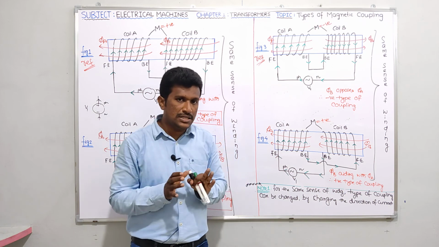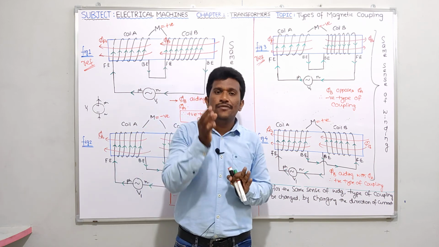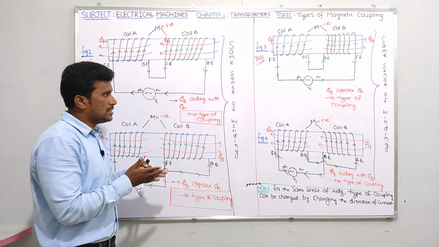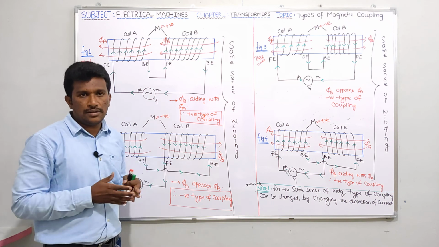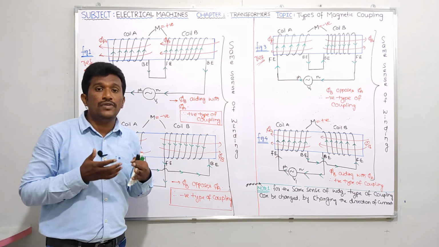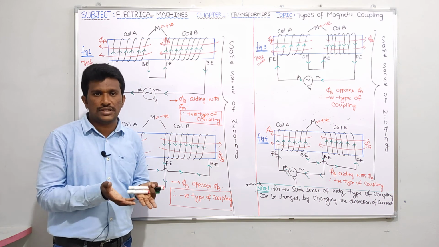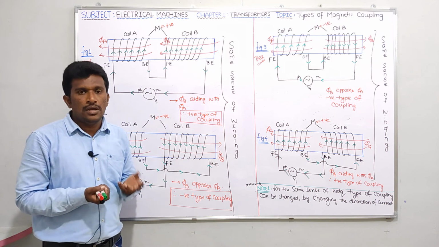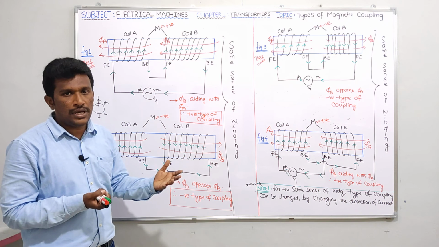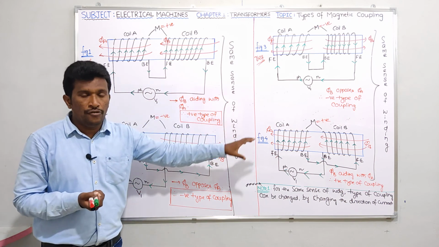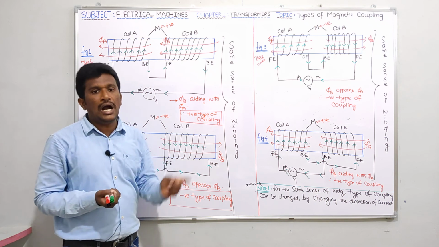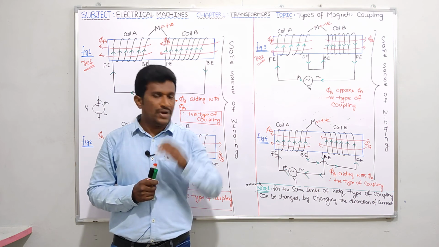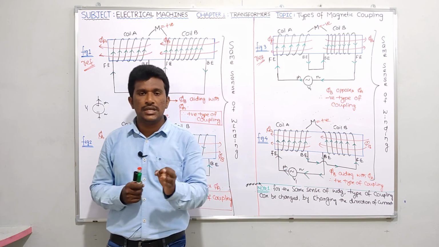But see guys, you know flux is invisible thing. You are saying if two flux are aiding, it's a positive type of coupling. If two flux are opposing, it's a negative type of coupling, like that you are saying. That is okay. But what about flux? Flux is invisible quantity. We cannot see the flux. So then if flux is not able to see, then how can you decide type of coupling? Okay, so for deciding type of coupling, since flux is invisible quantity, dot notation is used.